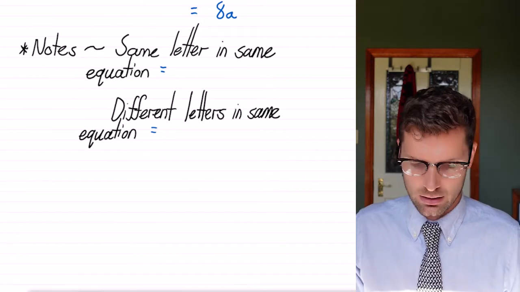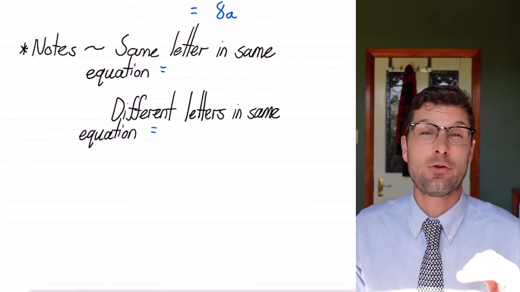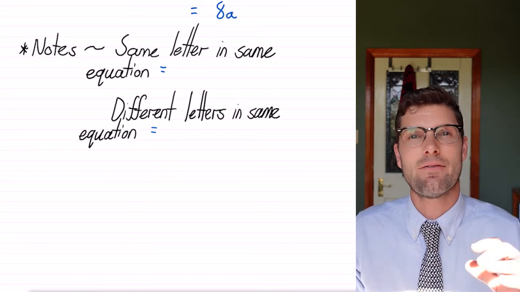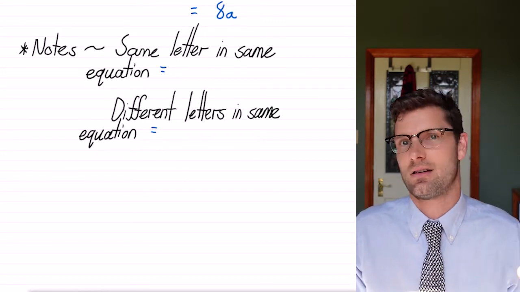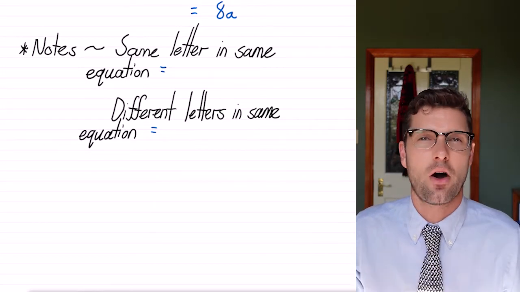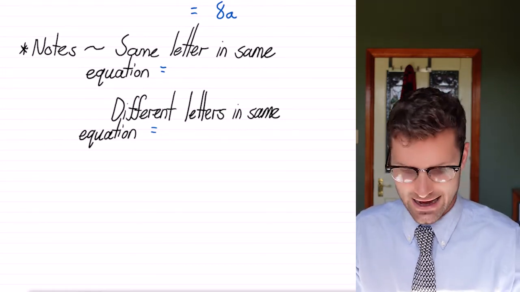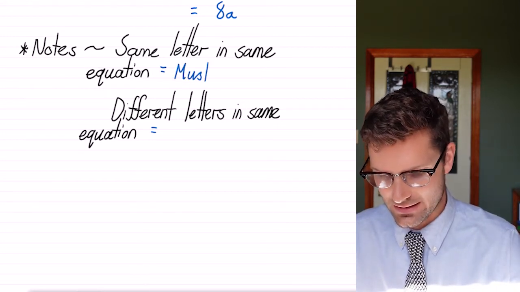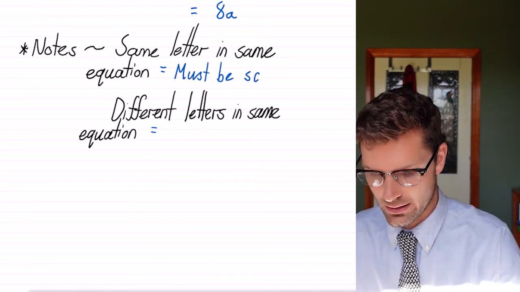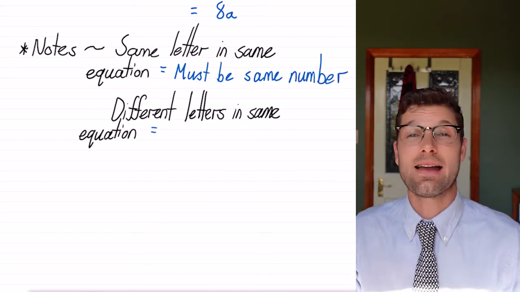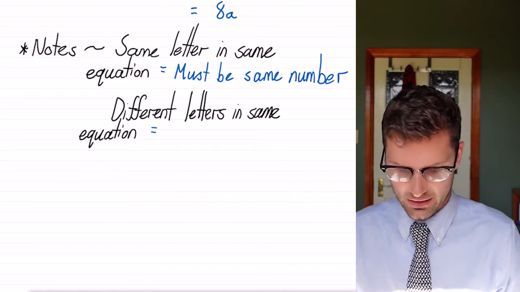Just a couple of quick notes. If you have the same letter in an equation more than once, so if you have A plus 2AB or something, as long as there's multiple of those letters, it has to equal the same number. So they must be the same number, which makes working out things much, much easier.